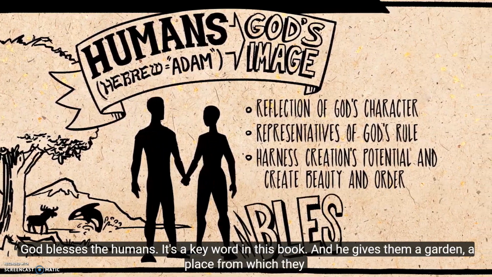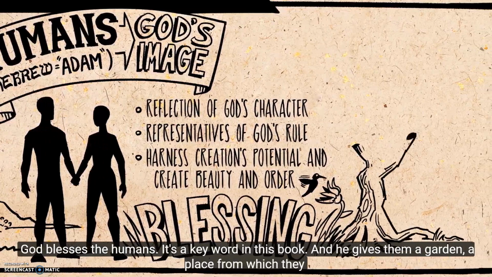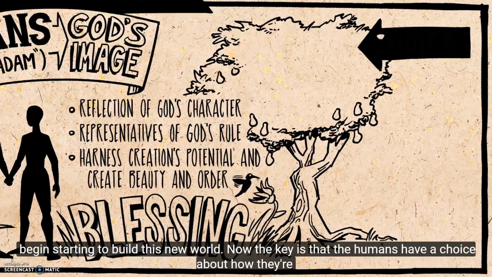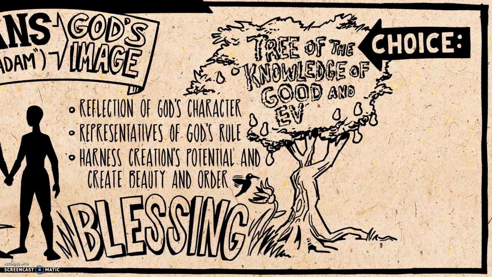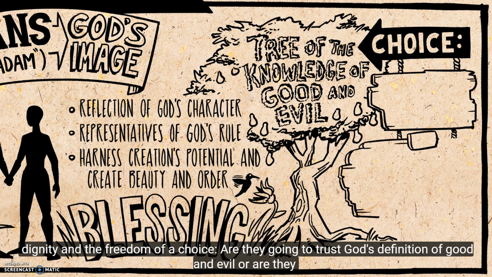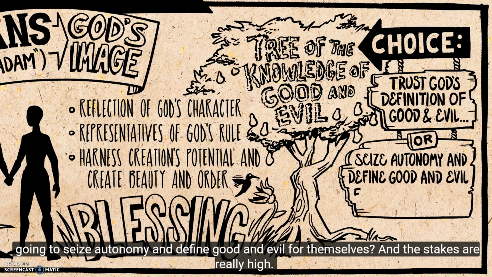God blesses the humans. It's a key word in this book, and he gives them a garden. It's like a place from which they begin starting to build this new world. Now the key is that the humans have a choice about how they're going to go about building this world, and that's represented by the tree of the knowledge of good and evil. Up till now, God has provided and defined what is good and what is not good. But now God is giving the humans the dignity and the freedom of a choice. Are they going to trust God's definition of good and evil, or are they going to seize autonomy and define good and evil for themselves?